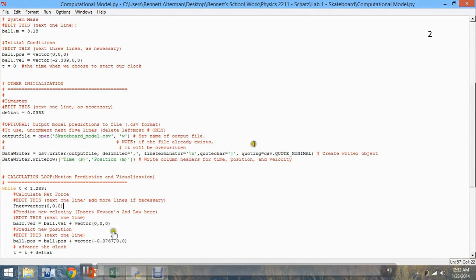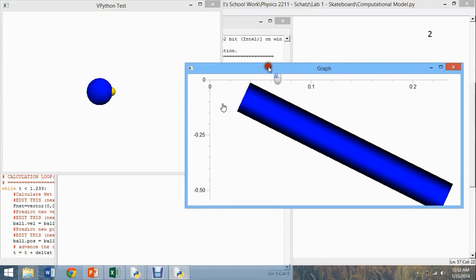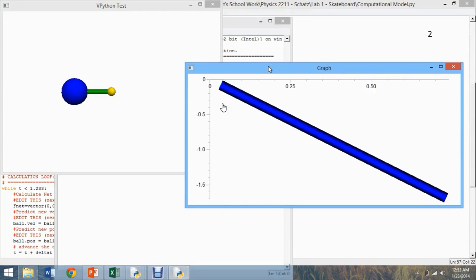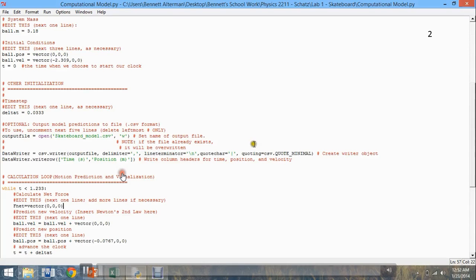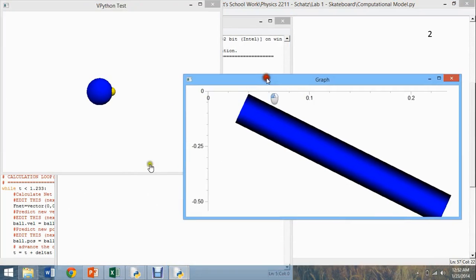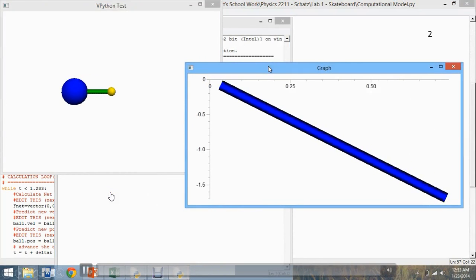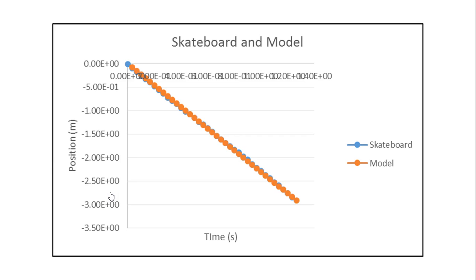So here I will run the code. You see again that the skateboard is represented by a ball moving in the negative x direction from the origin, and looking at the graph you'll see that I have similar results to what I've previously shown from my tracker data. Here it is again in case any of you missed it. Now, combining both my skateboard and my actual model, you can see that they line up almost exactly.